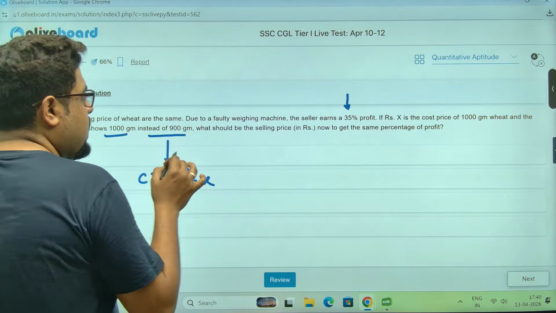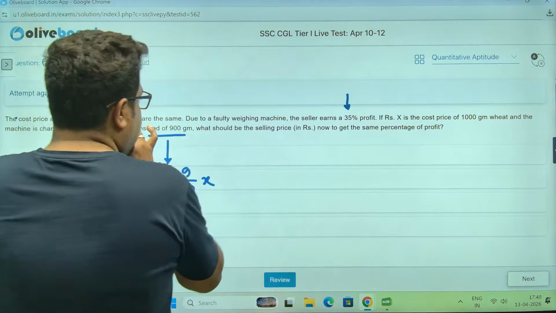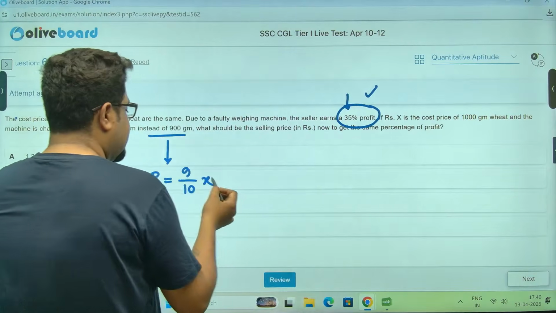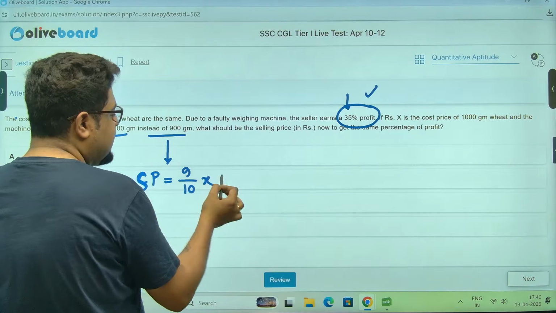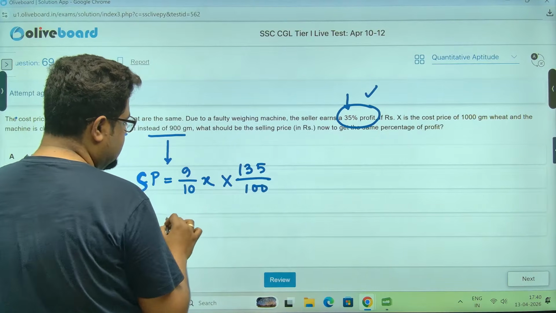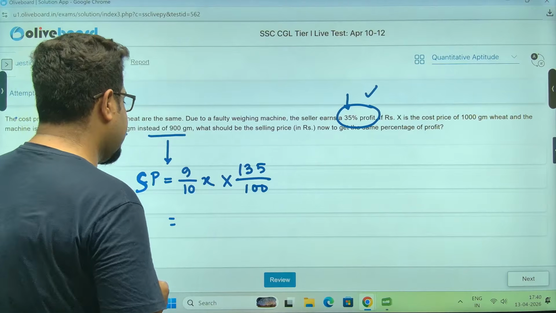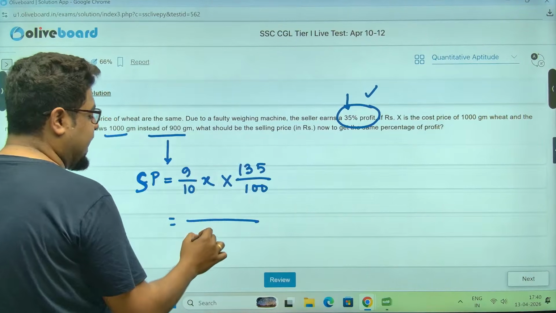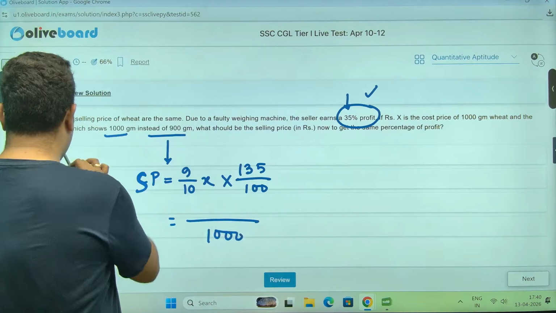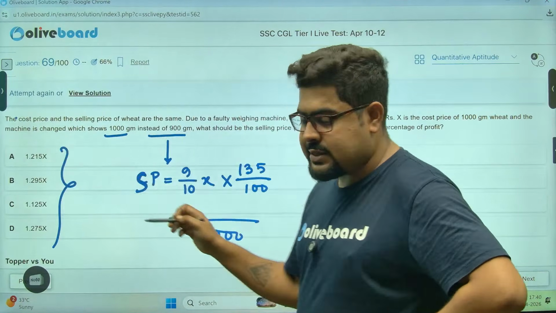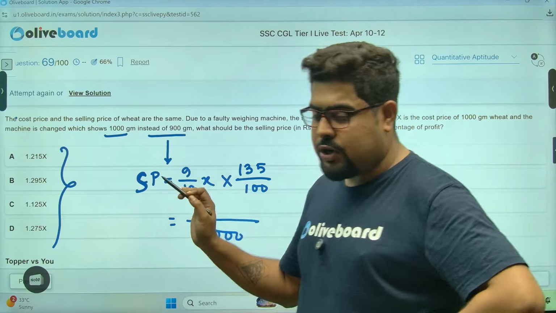Now, they want to have the same 35% profit. In that case, SP will be 35% on top of that, meaning 135 by 100. This calculation will be a little tricky. Again, don't try to cancel. Keep it like this, because look at the options. Every option has 3 digits after the decimal, and we have 3 zeros. So don't put your hands here.